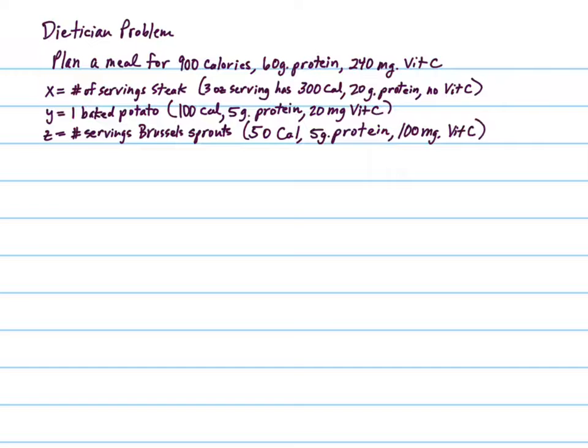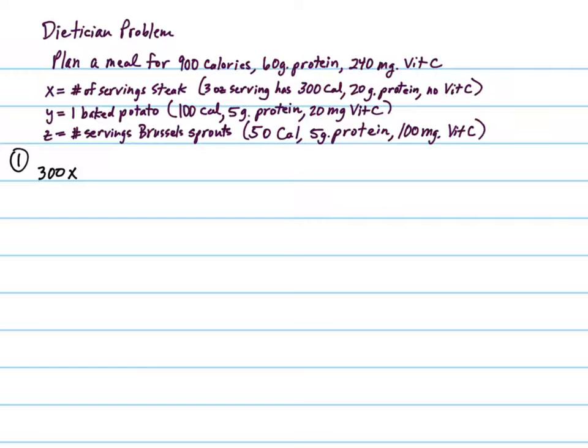Okay, so basically, now we can set up our equations. So if we need to get 900 calories out of our food, notice, so this will be our step 1 here. So for each serving of steak, we're going to get 300 calories. So we need this first equation to represent all the calories. So for example, if x equals 2, that means we're getting 600 calories from the steak. That's the idea.